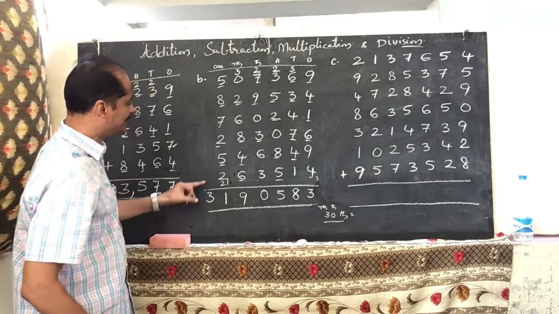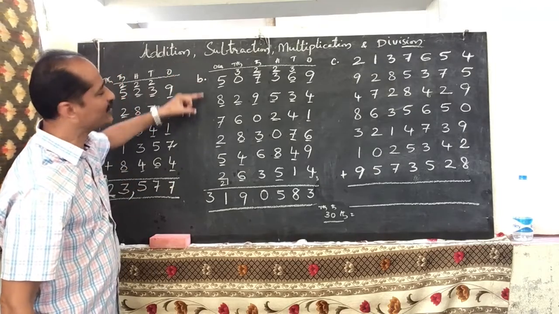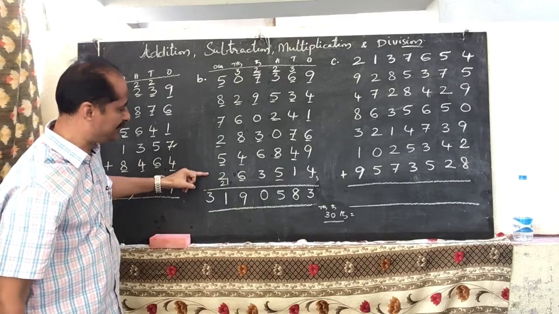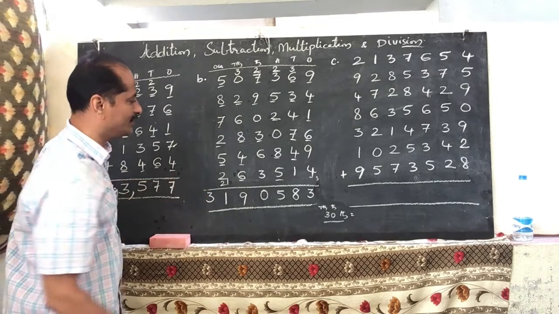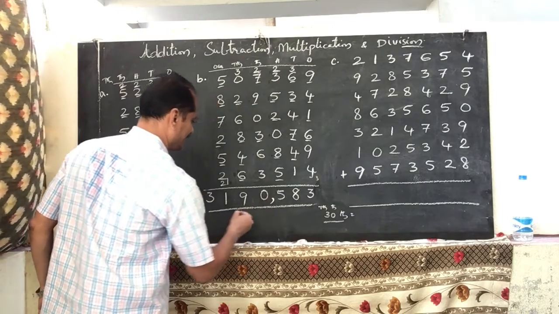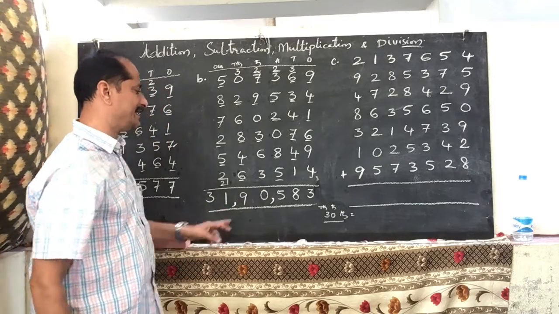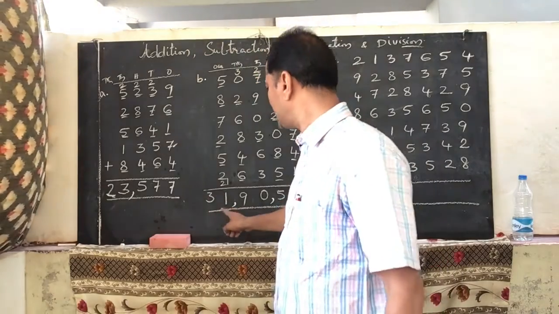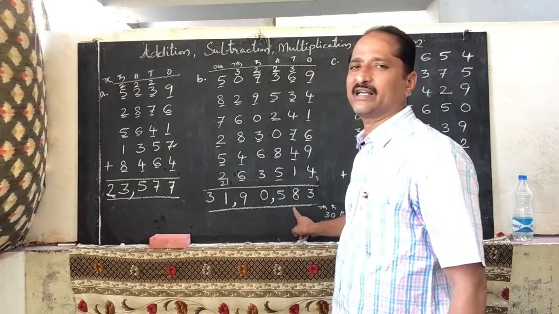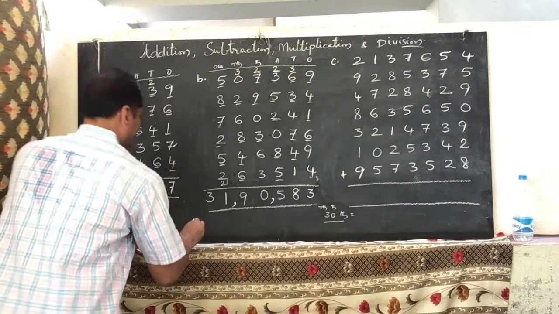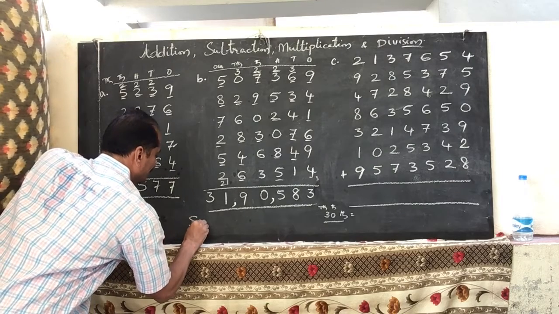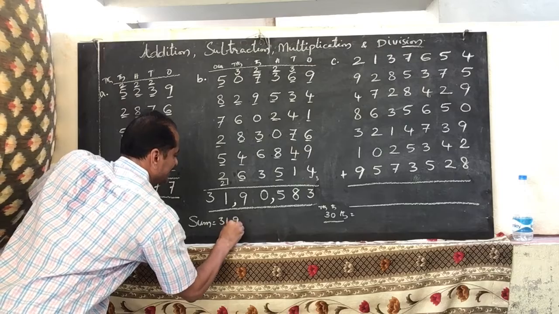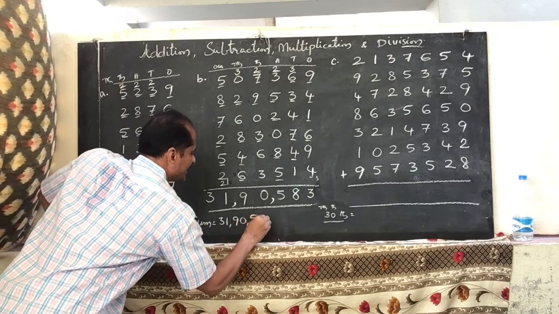Why are you not writing this 3 here? Because here there is no 10 lakhs place. If there is a 10 lakhs place, you can write down this 3 here. So this number can be read as 31 lakhs 90,583. So the sum is 31 lakhs 90,583. You have to write it down. Sum is equal to 31 lakhs 90,583.